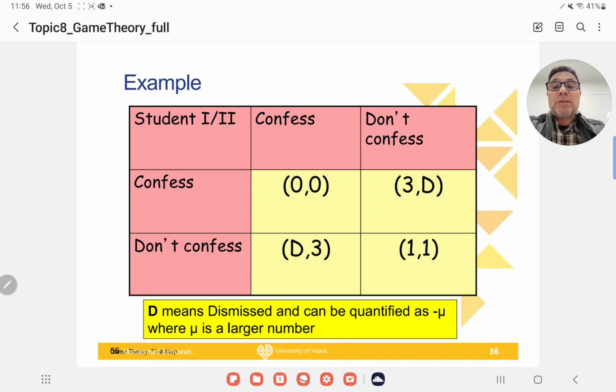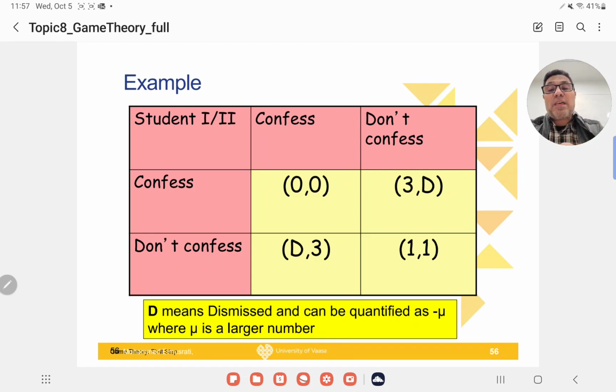But if the first student tells the truth, confesses, and the second student didn't tell the truth, so he or she insists that it was because of a car problem, then the first student who tells the truth will get 3 in the course. They will pass the course with a grade 3 as a prize because they said the truth. The other student will be dismissed from the university because he's a liar. He's a bad example, for example.